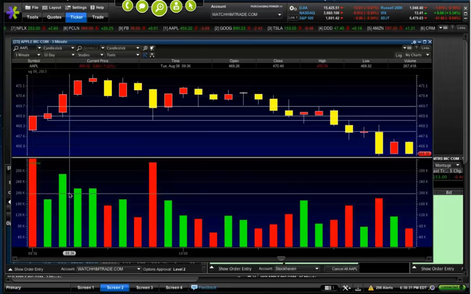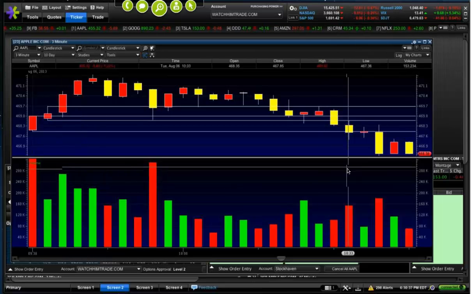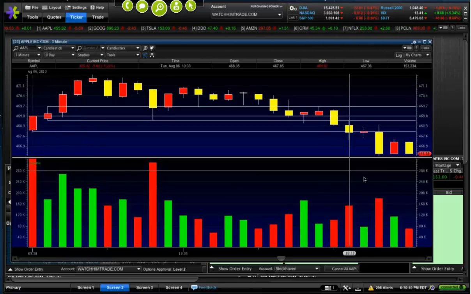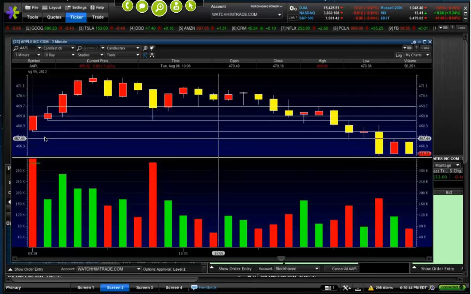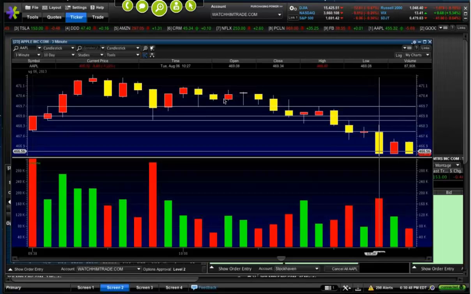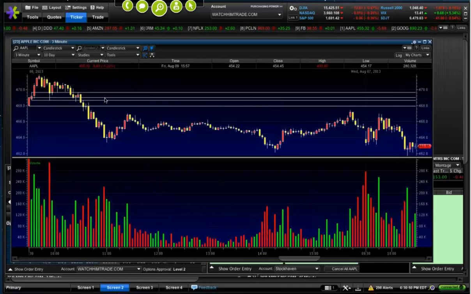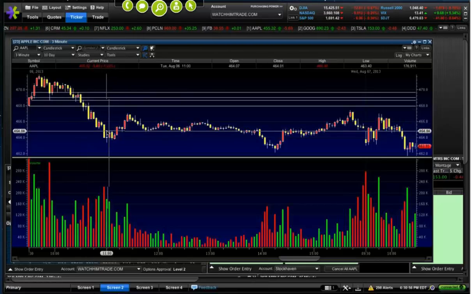We need a close below the initial 3-minute low. All right, 10:33, close below that initial 3-minute low. 10:36, Apple is not bouncing off of that initial 3-minute low. And then the move lower ensues from 467.60 down to 463.40, a nice $4 move lower.